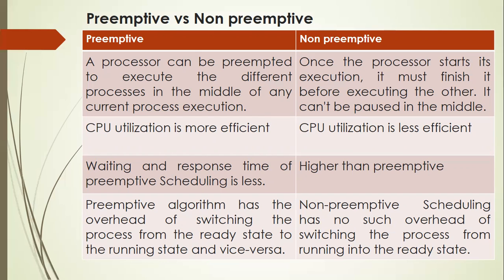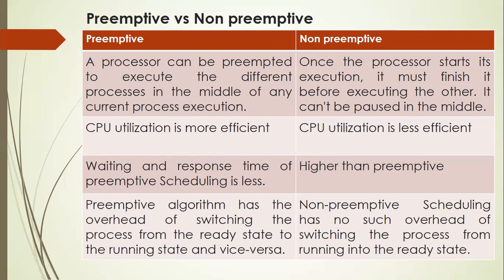Suppose the second process P2 needs only some 5 milliseconds of CPU time. In that case, it can keep the CPU only for 5 milliseconds. So the duration in which CPU is allocated to any particular process depends on the size of the process. So all the processes cannot have the same CPU utilization. Third one is that the waiting time as well as the response time of non-preemptive policies are higher than the corresponding preemptive policies.